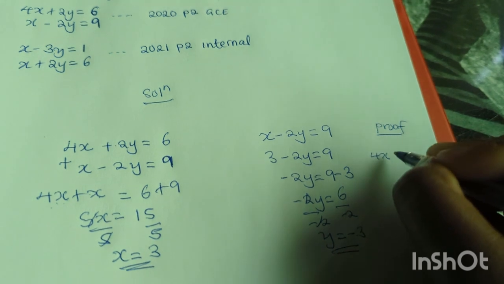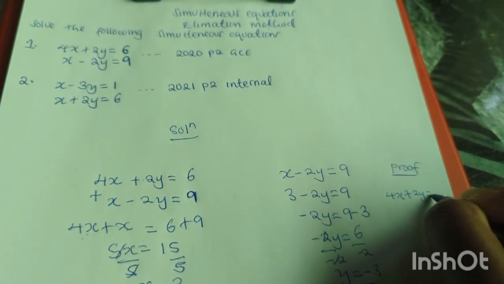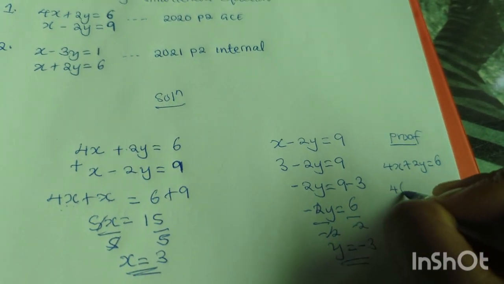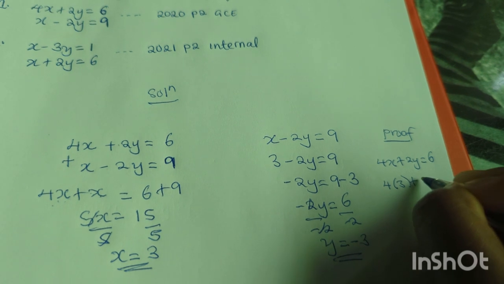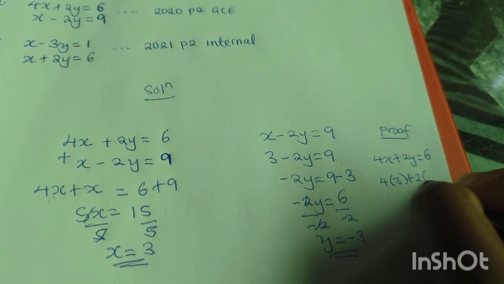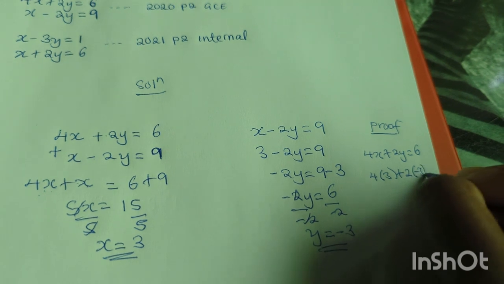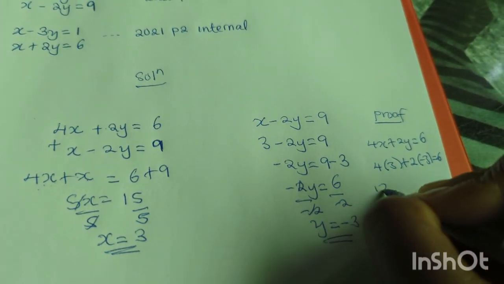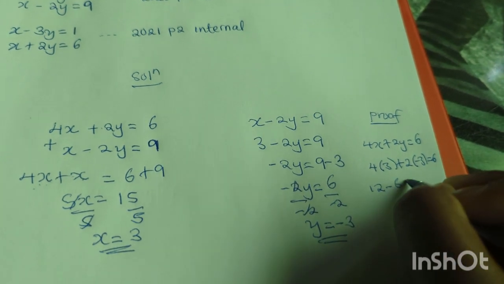4x plus 2y equals 6, right? 4, open brackets, what's the value of x? 3. Plus 2, what's the value of y? Negative 3 equals 6. Okay, 4 by 3, 12. Positive by negative, negative. 2 by 3, 6 equals 6.